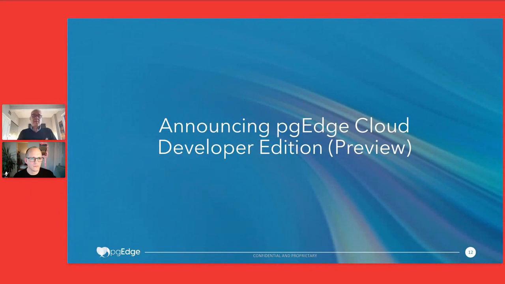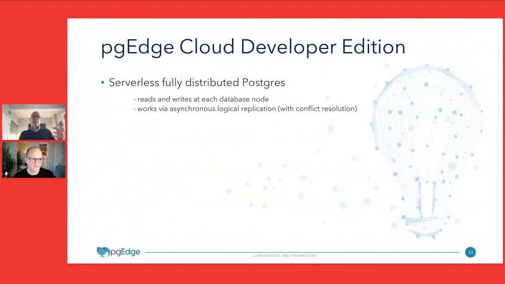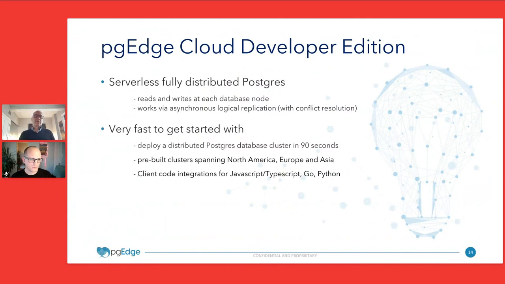So we're here to announce pgEdge Cloud Developer Edition, which is now in preview. And we encourage you to just go try it out and see if we live up to our word of being able to deploy in 3 minutes or less. Some of the key features of pgEdge Cloud Developer Edition, it is fully distributed Postgres, reads and writes at each of the database nodes, and it is serverless. You don't have to mess with any infrastructure. You can just get going, create your databases, and you're off to the races. So very fast to get started with.